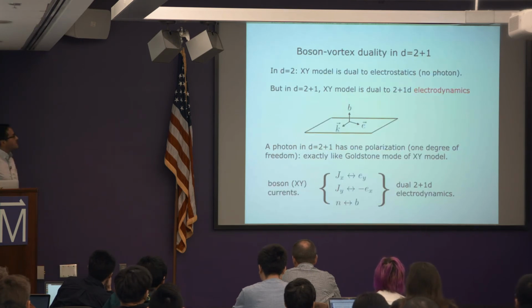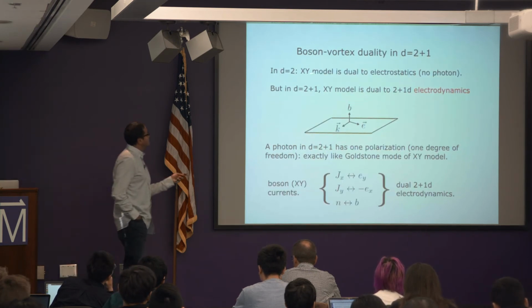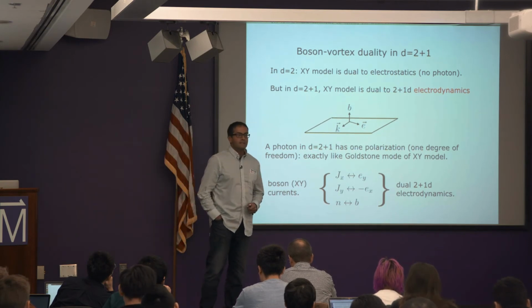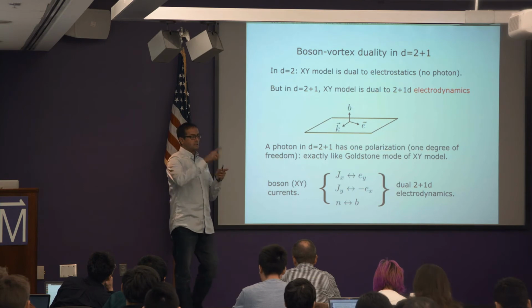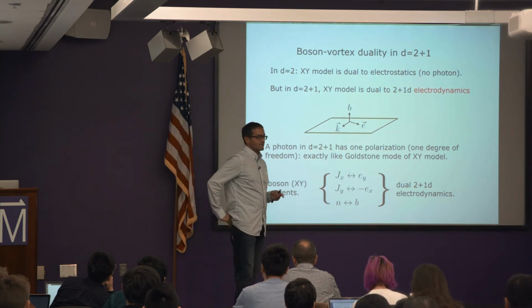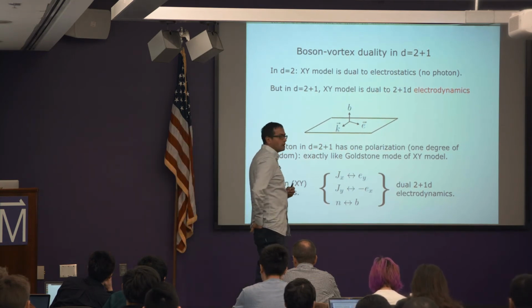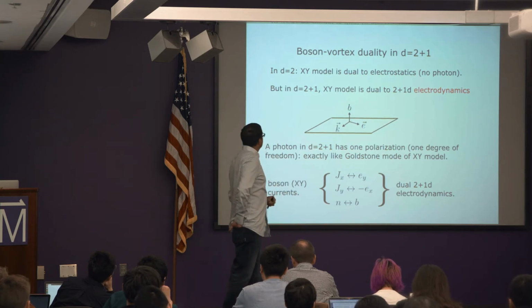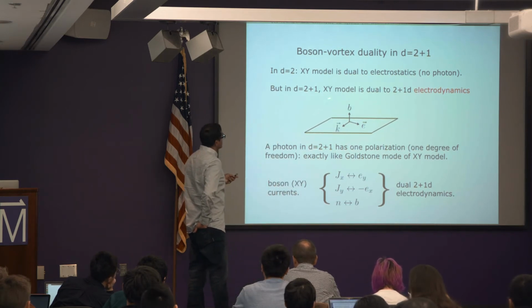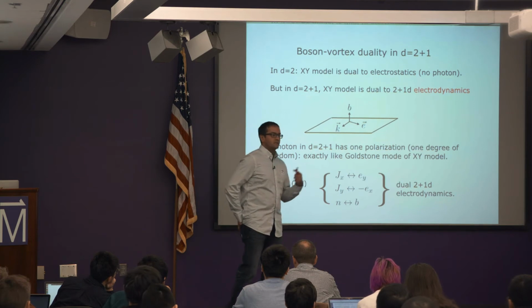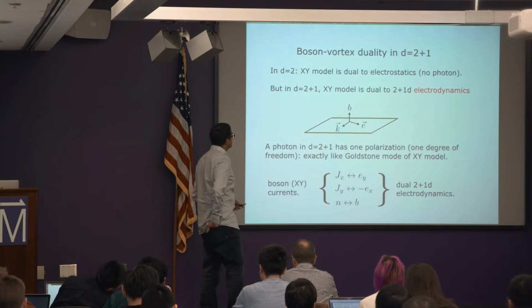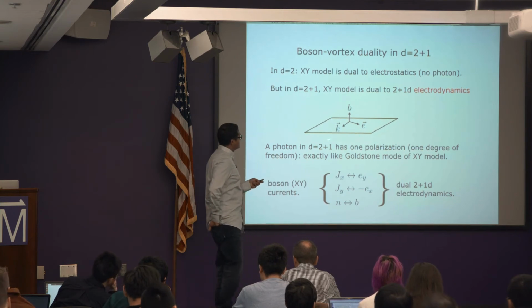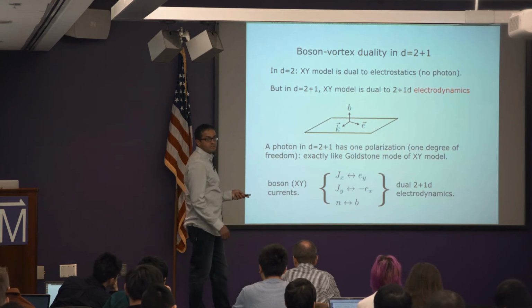Okay, so we said that the XY model is dual to electrostatics. By electrostatics, I mean that there's no photon, right? There's no magnetic field to cause waves to propagate. All of that is done with, if you wish. But in 2+1 dimensions, the XY model will be dual to electrodynamics, which means that there is a propagating photon-like variable. And the way you see that is if you have a 2D system, this is two space dimensions.